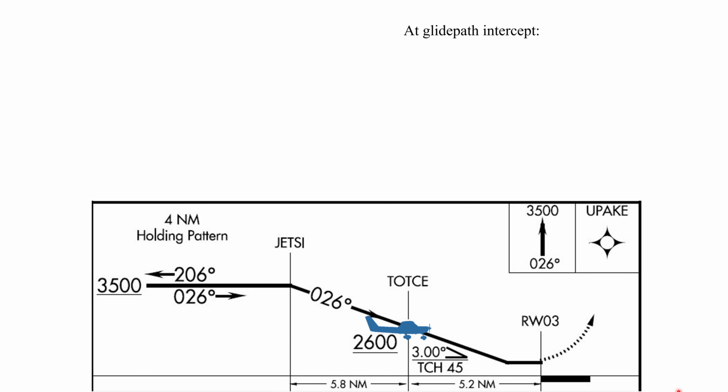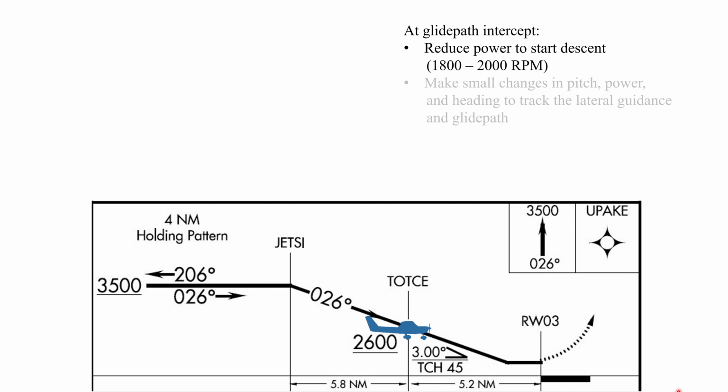So once we intercept the glide path, this is going to look very much like an LP+V approach or an ILS approach until we get to the DDA. So as we intercept the glide path, we'll reduce power to start the descent. Again, just like with the ILS and the LP+V approaches, about 1,800 to 2,000 RPM in the 172 should hold that 3-degree glide path at 70 knots. We'll make adjustments as necessary from there.